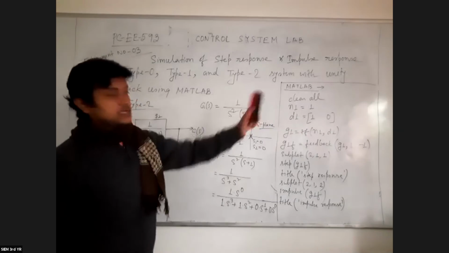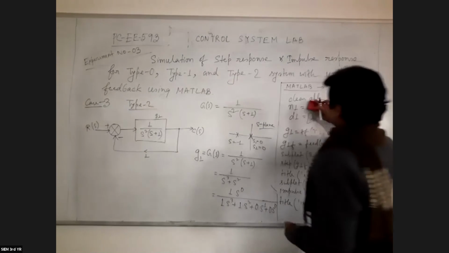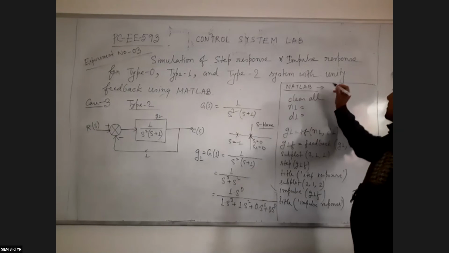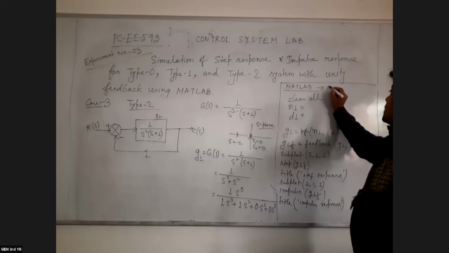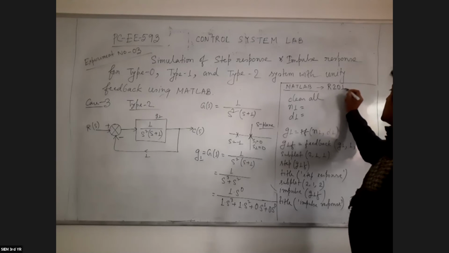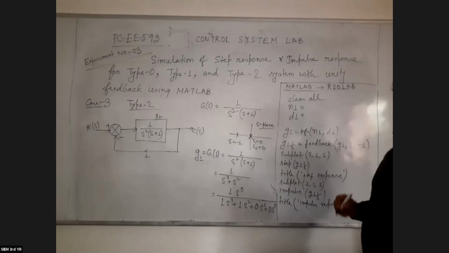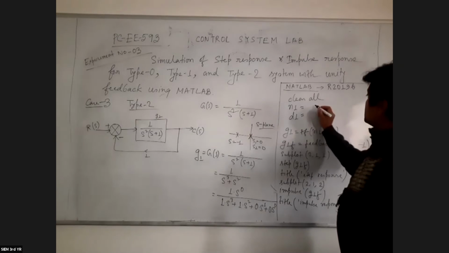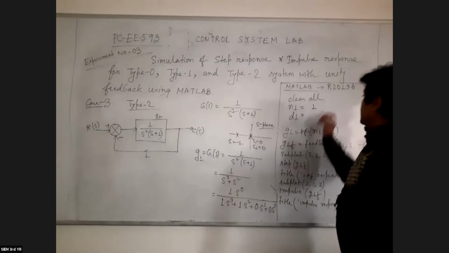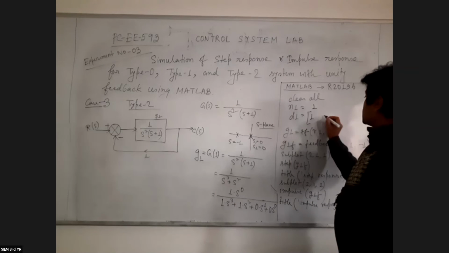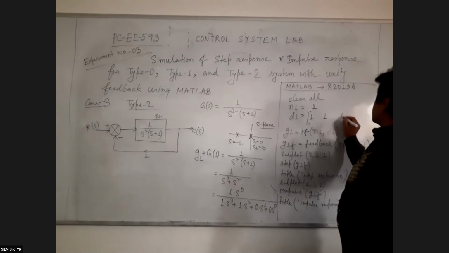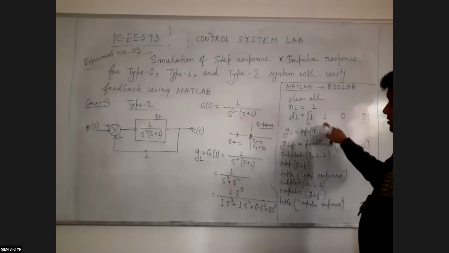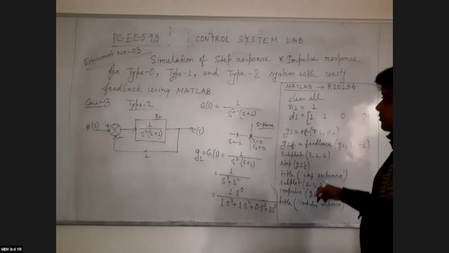Now you can change the program. So N1 and D1 you can just edit. The MATLAB version is R2019b. So N1 equals 1 and D1 will be 1 1 0 0. The remaining part will be the same.